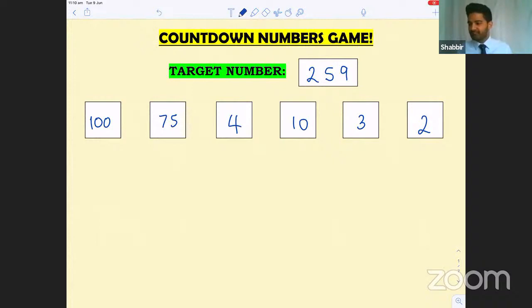There was 100, 75, 4, 10, 3, and 2. Can you make that number 259?